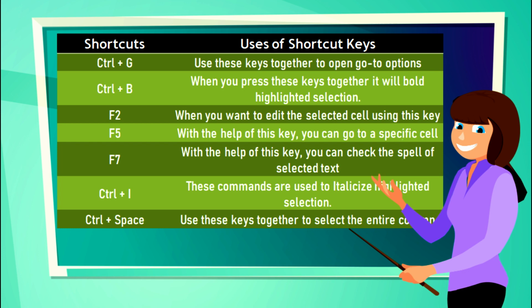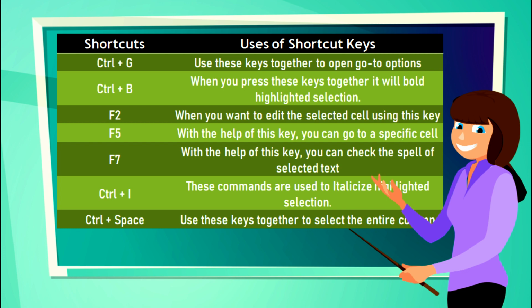F2, when you want to edit the selected cell, use this key. F5, with the help of this key, you can go to a specific cell. F7, with the help of this key, you can check the spelling of selected text.